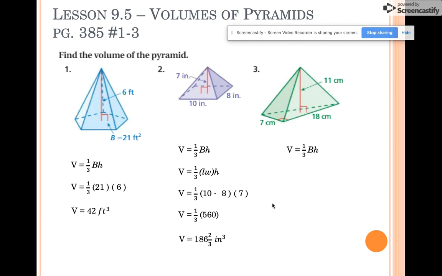In the last one, we have a triangular pyramid where they give us the base and height of the triangle are 18 and 7, and those can be switched around. We can think of 7 as the base and 18 as the height, but the important part is we're using that 1/3 times 1/2 times 18 times 7 times the height of the pyramid. That 11 should be at the end of the substitution. And so when I multiply all those together, I end up with 231 cubic centimeters.